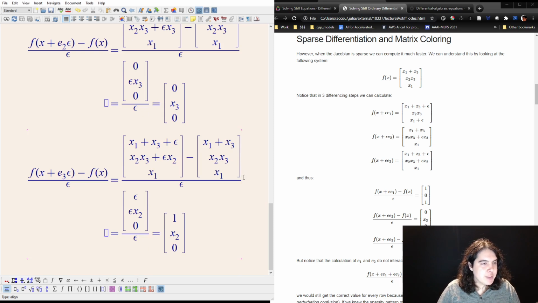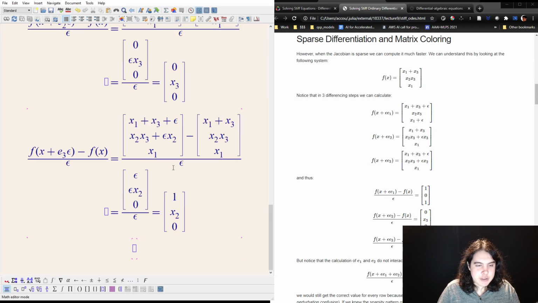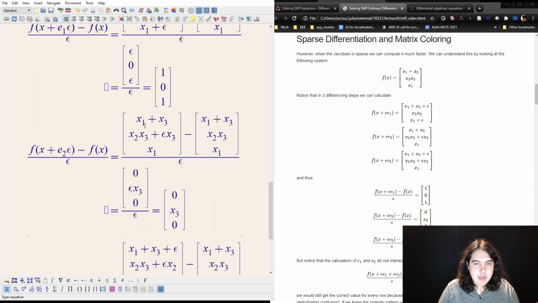Well, the reason is to start looking at different directional derivatives, right? So let's look at a different calculation here. Let's do the same type of method, except now on epsilon e1 plus epsilon e2, right? Minus f of x divided by epsilon, right? Well, so what we have in that case, right?